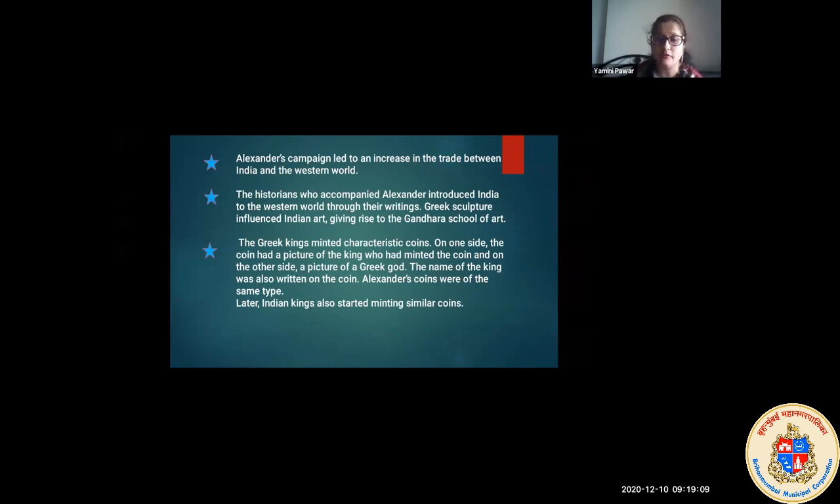Alexander's coins were of the same type. Later on, Indian kings also started minting similar coins. Let's look at the next slide.